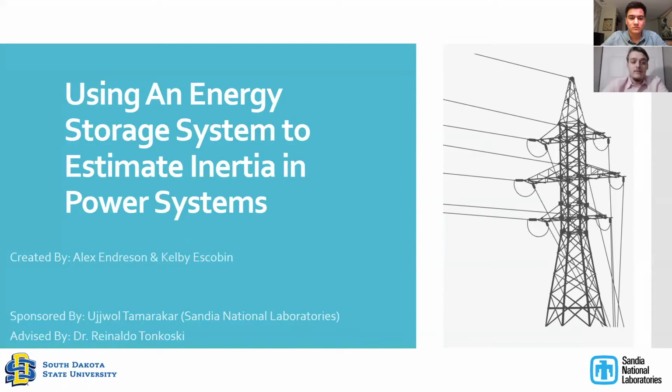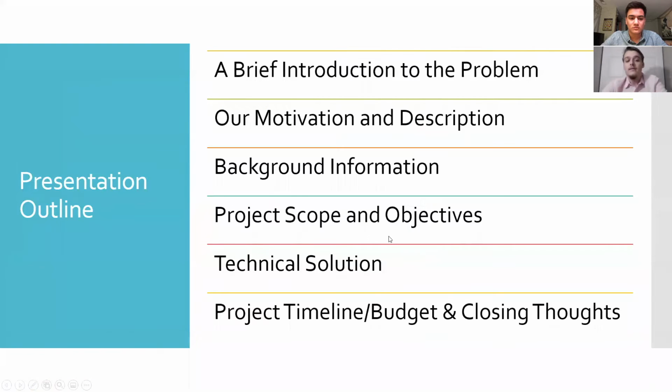Jumping right into the outline here. We're going to give you a brief introduction to our problem. We're going to give you our motivation for our project as well as a brief description. We're going to go over some background information about what has been done in the past and how we will be combining that with our current project. Then we'll go to the scope of the project, what we're doing and what we're not doing, and then the objectives or the goals we're trying to reach.